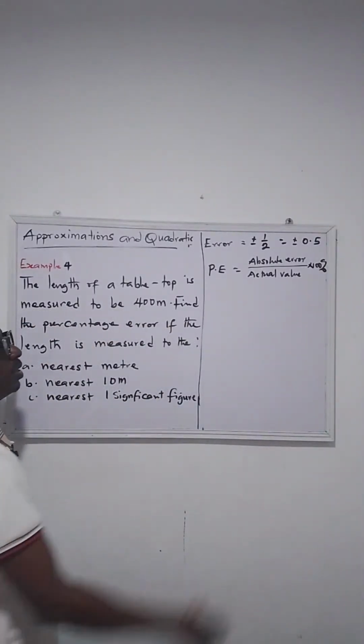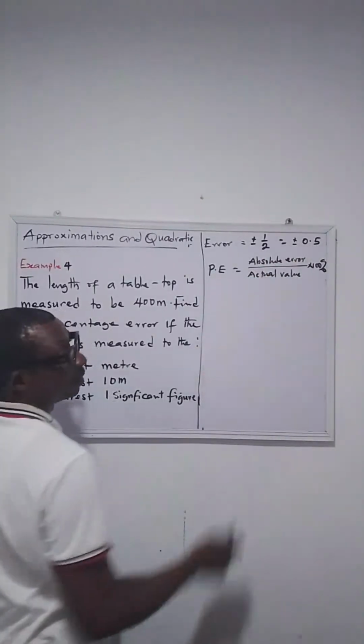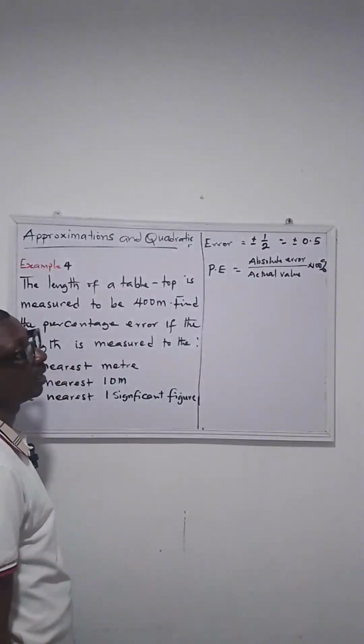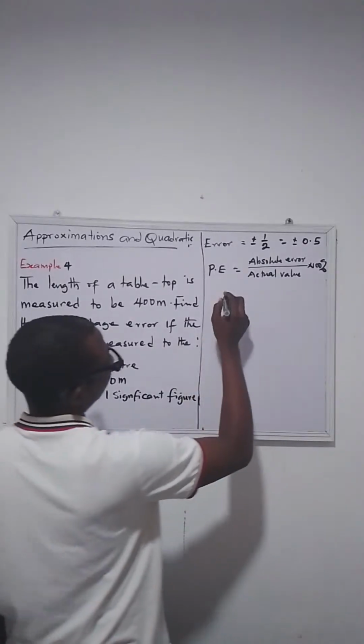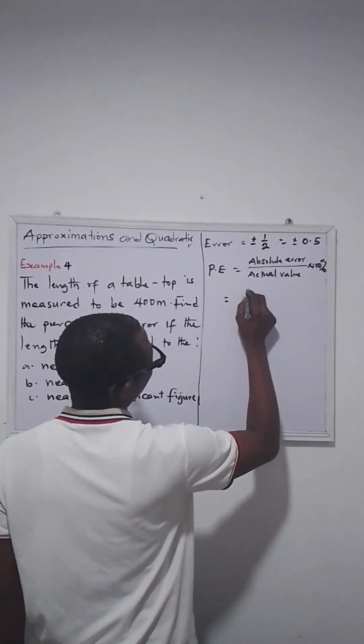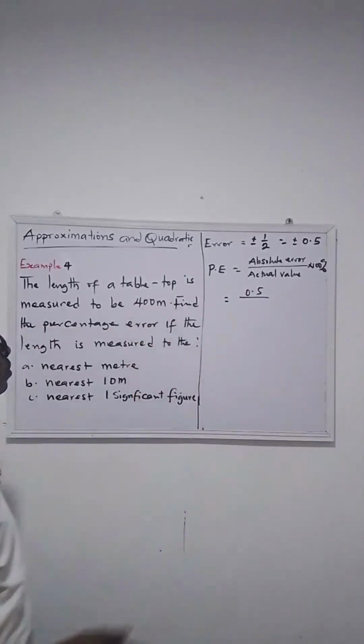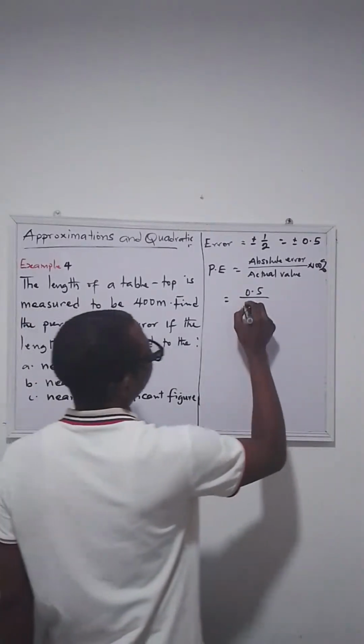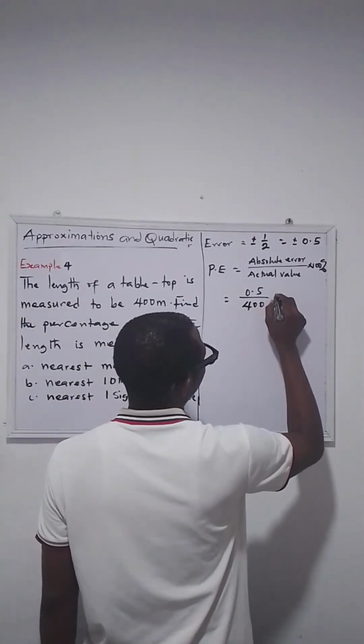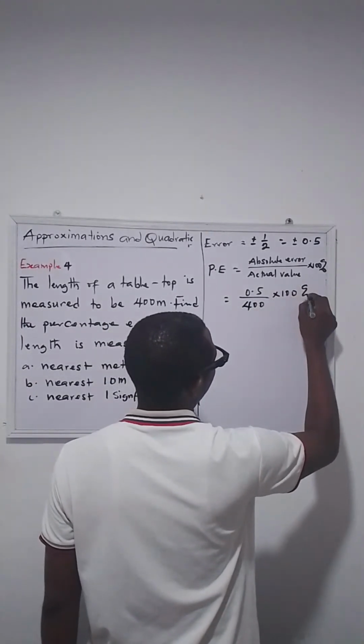Absolute value means you disregard the sign. Okay, the negative, you disregard the negative. So that means we have 0.5 over actual value. This is the actual value of the tabletop. So that's 400, okay, times 100%.